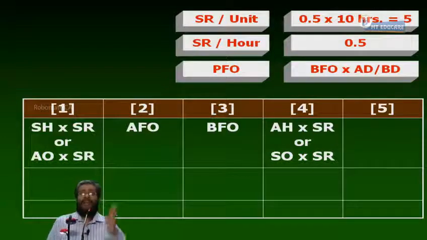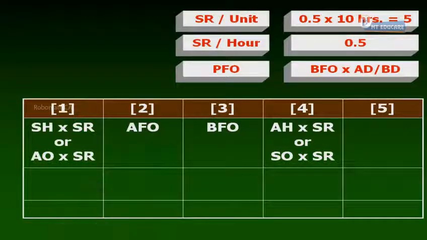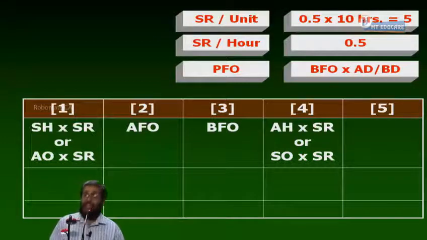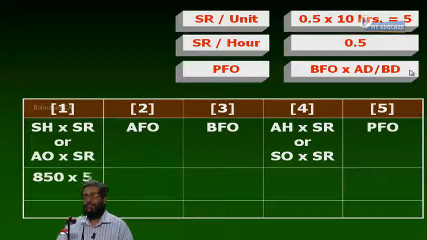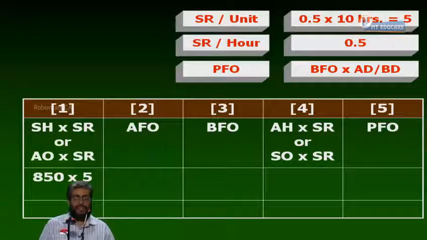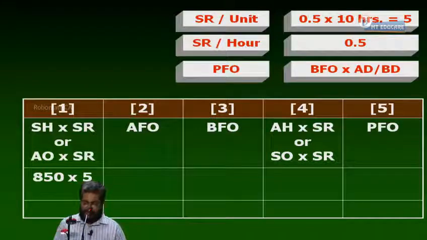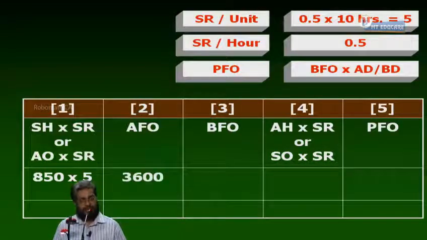Tell me first. Standard hours given. Actual output given. Look at the workbook. What is given? SH given. AO given. What is AO given? 850 units. So in the notebook, 850 units into per unit, should I use per hour? Per unit. What is per unit? 5 rupees. 850 units into 5 rupees. AO into SR. Yes or no? Next, AFO. What is the actual fixed overhead which has been incurred? 3,600. Actual fixed overhead incurred is 3,600.